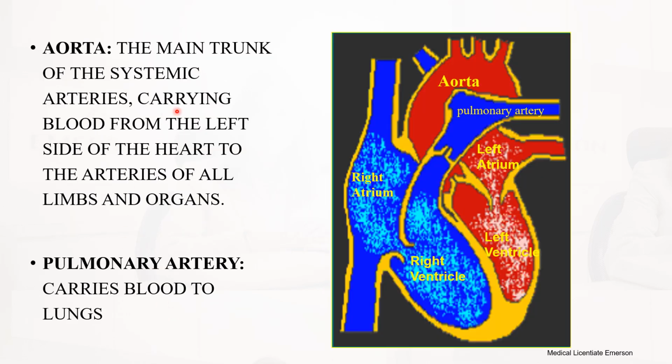Then you go to the other structures such as the aorta and the pulmonary artery. Okay. So the aorta is the main trunk of the systemic arteries, which carries blood from the left side of the heart to the arteries of all limbs and the organs. So the aorta, we're talking about this big structure here, the main trunk. Then the pulmonary artery carries blood to the lungs. And the pulmonary artery is the only artery which carries deoxygenated blood. Hope you remember from your biology. Okay.